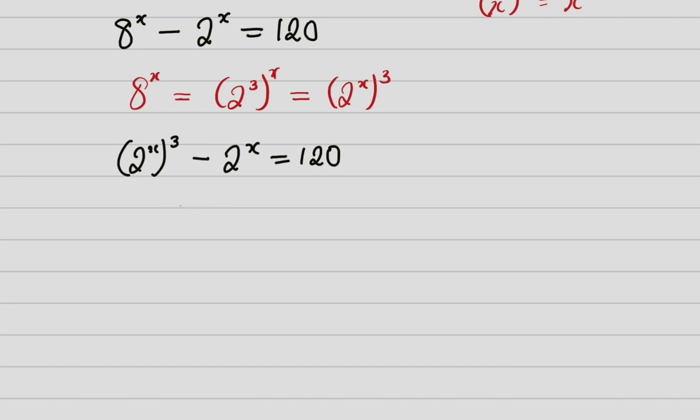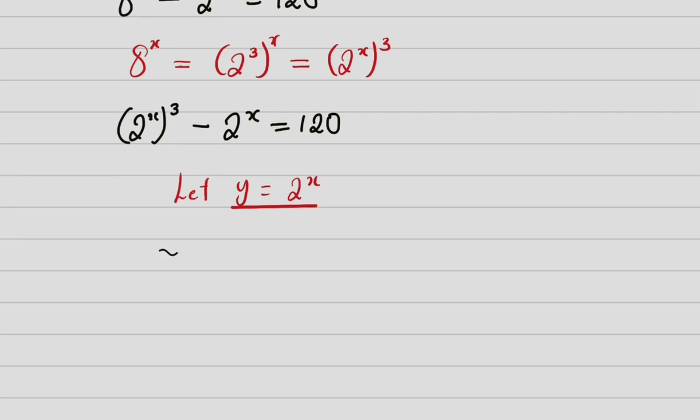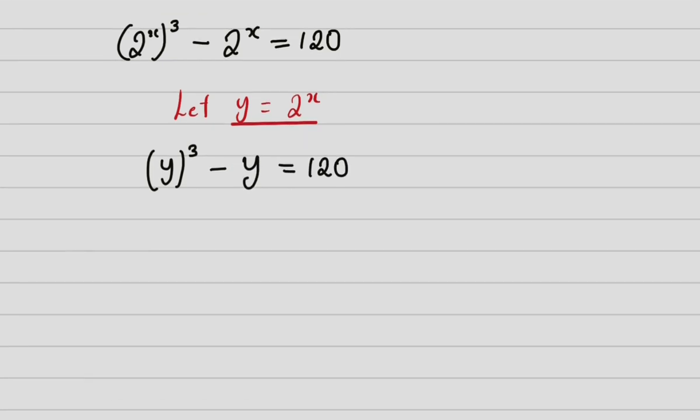So I can now say let y be equal to 2 raised to power x. All right, this is a very important thing that I've done here because it will simplify my question, so that I'm going to have y raised to power 3 minus y is equal to 120. Okay, so y cube minus y minus 120 is equal to 0.